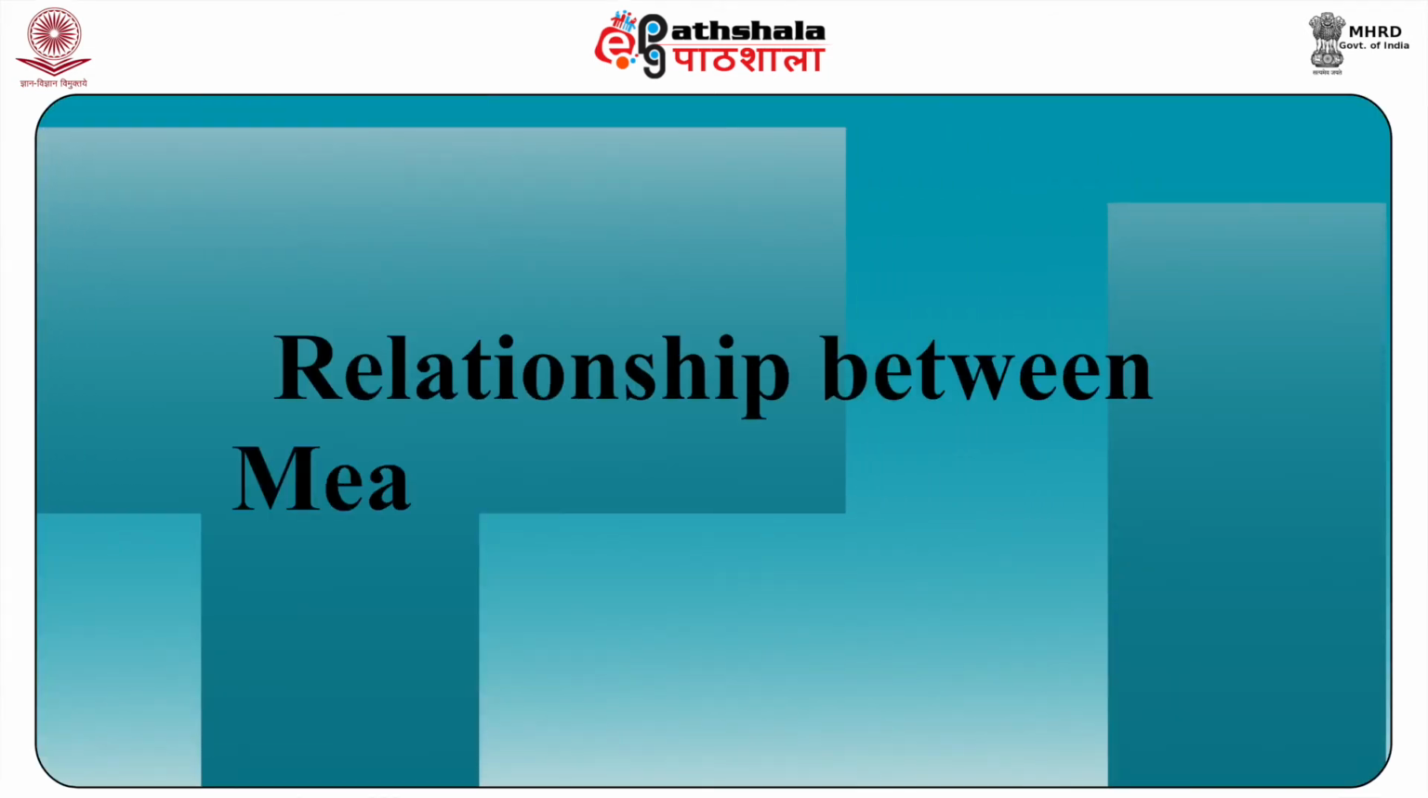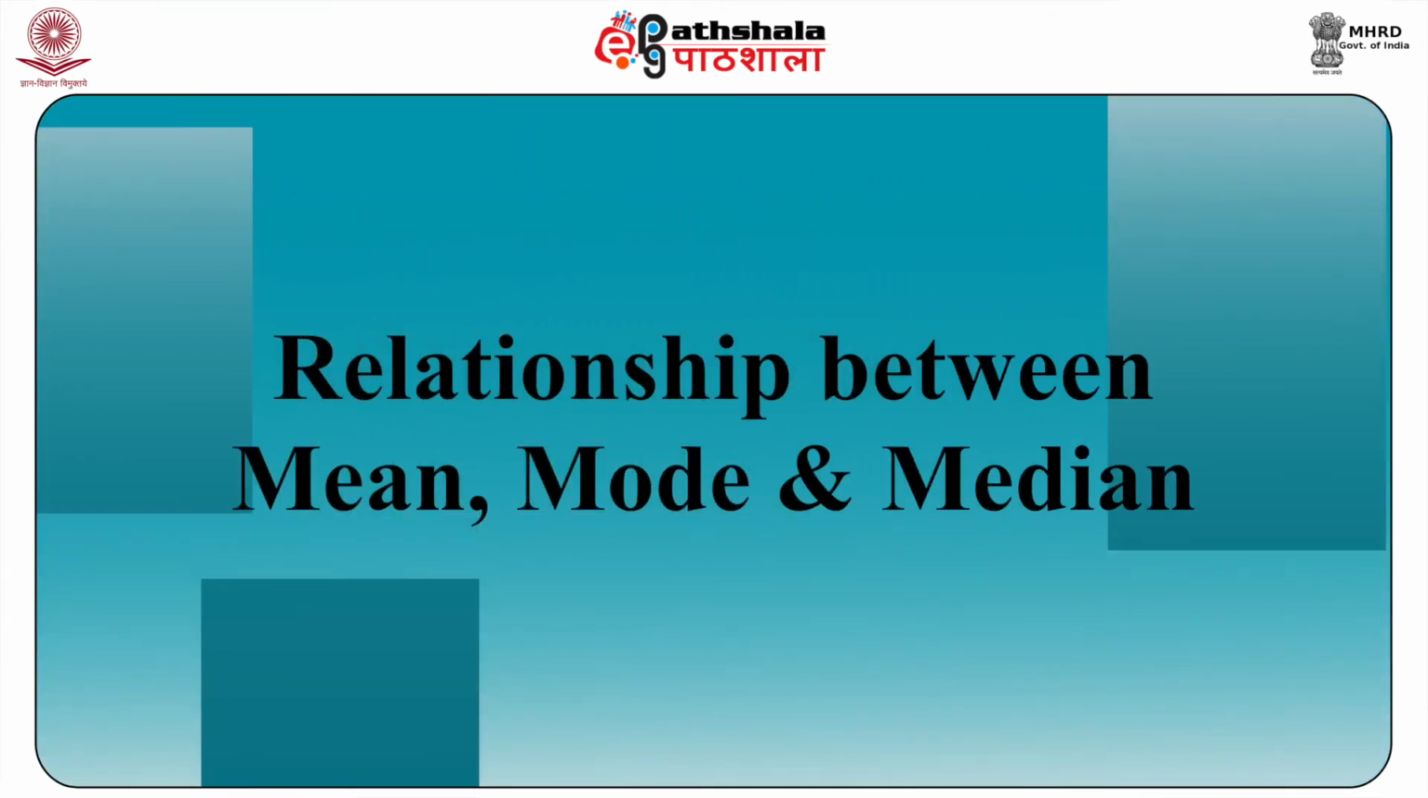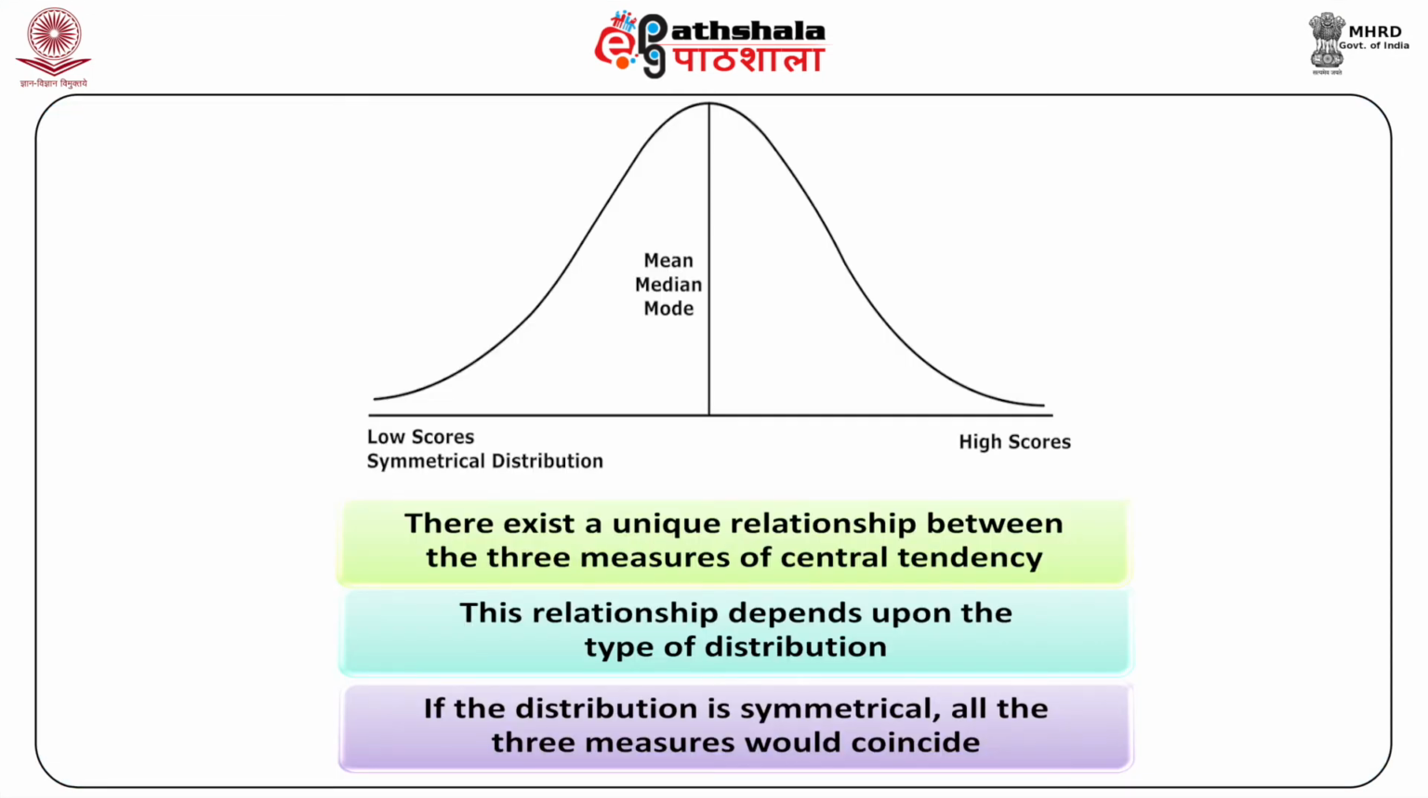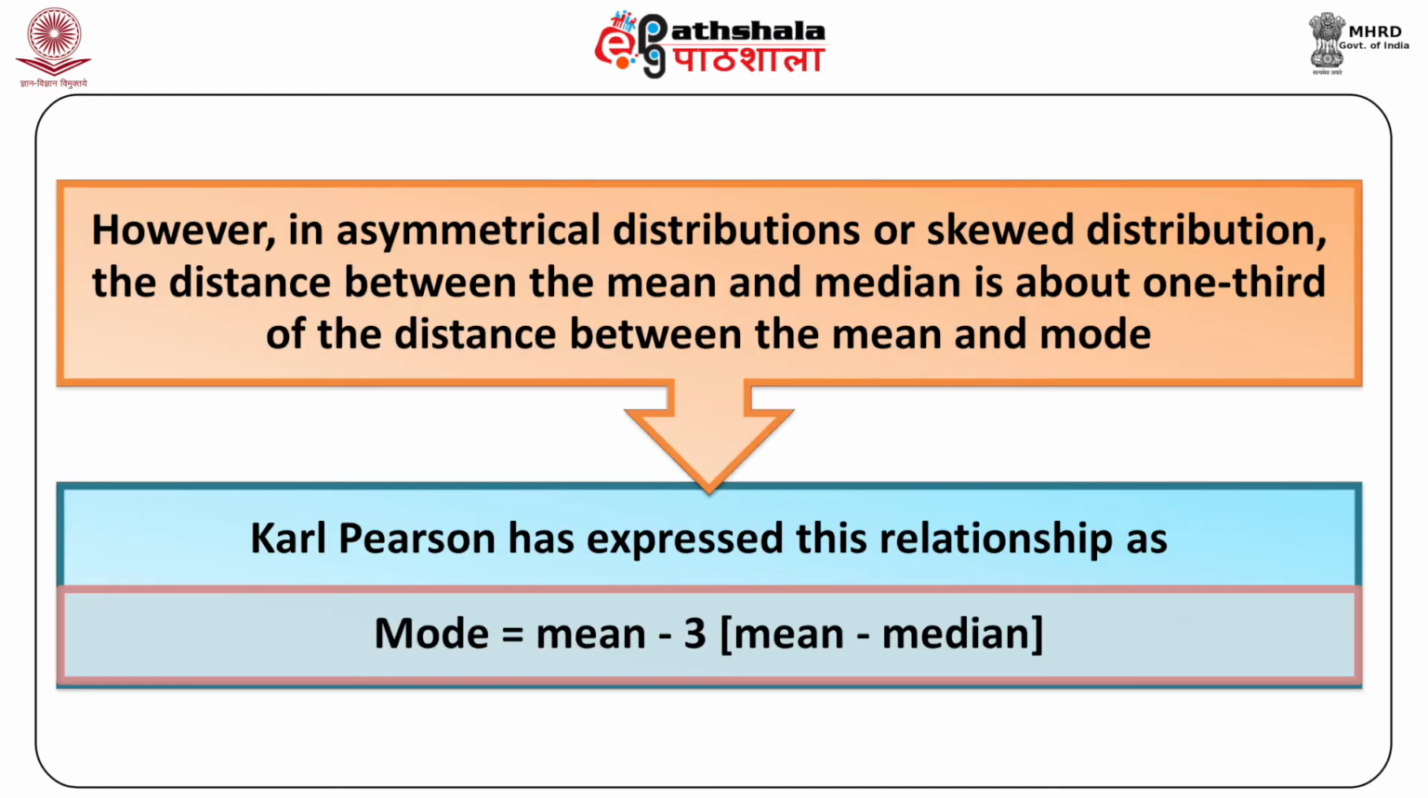Now let us look at the relationship between mean, mode and median. There exists a unique relationship between these three measures of central tendency. This relationship depends upon the type of distribution. If the distribution is symmetrical, all the three measures would coincide, as can be seen from the diagram. However, in asymmetrical distributions or skewed distributions, the distance between the mean and median is about 1/3 of the distance between the mean and mode.